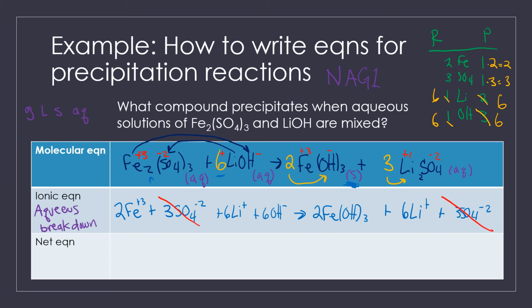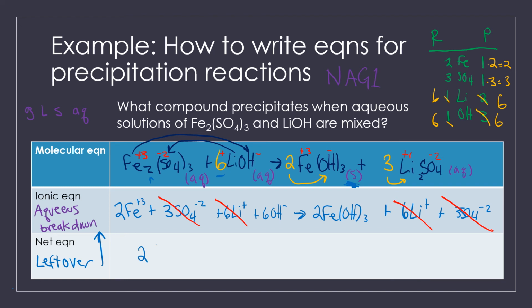They cancel each other out. Next is 6 Li+ and 6 Li+. Once again, they have canceled each other out. And then 6 OH⁻. It is not 6 OH⁻ over here, so we don't get to cancel it out. For our net equation, it is anything that is left over from our ionic equation. Anything that did not get crossed out, we basically write exactly how it's written down here.